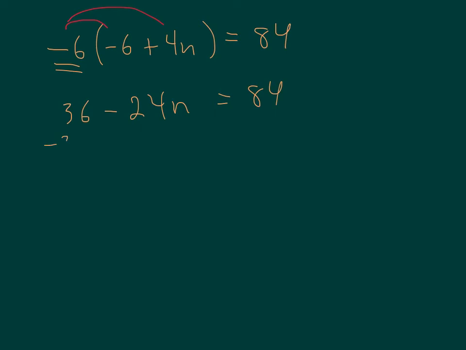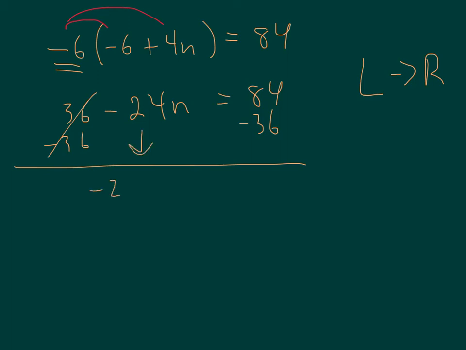Now I'm going to subtract 36 from both sides. Right? My goal is to isolate that variable, but the first thing I'm going to do is strip away the stuff that's not attached to the variable. I subtract 36 from both sides, and as I clean this up, I always like to work from left to right. 36 minus 36 is 0. The negative 24n just drops right down, and 84 minus 36 is 48. Notice I took a moment to do the subtraction out by hand.